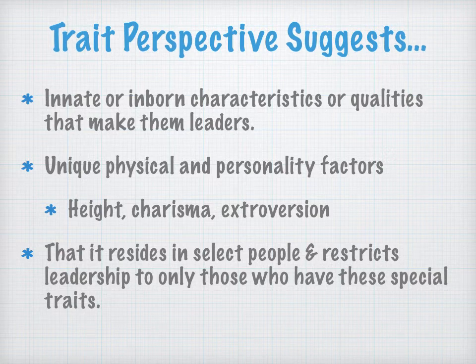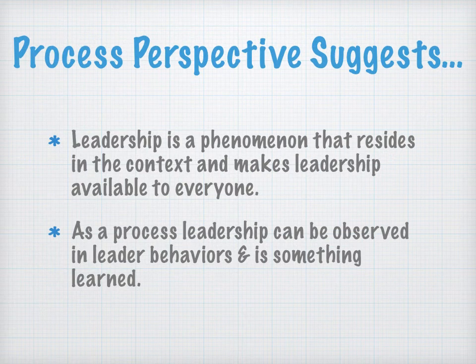And what this really means is that we have no control over whether we are capable of being a leader or not, because so many of these things are determined in our DNA that we really shouldn't be having a class on leadership if leadership is just about using your traits. So the process perspective suggests that leadership is more about this phenomenon that happens in this context and that anyone can learn to be a leader. And it's the process of leadership that people can observe and learn something about in order to change their behavior.